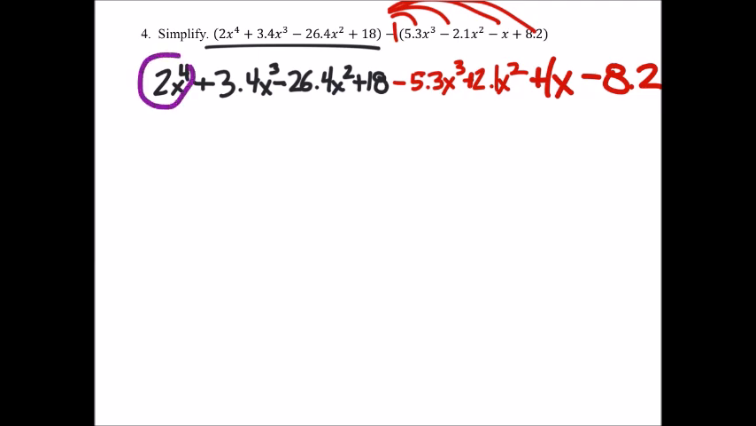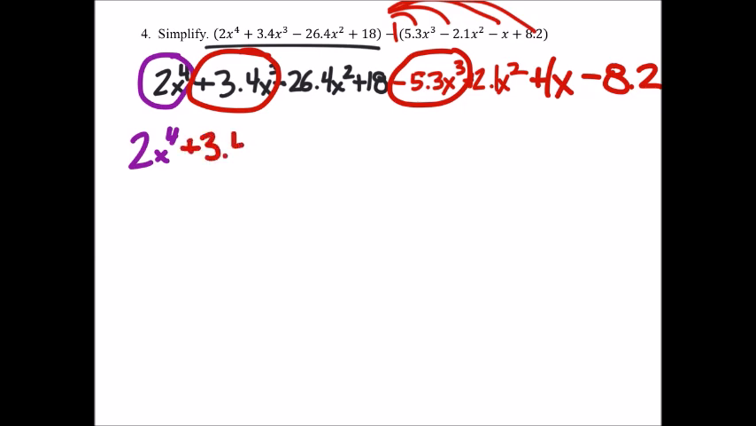So I've got this 2x to the power of 4. I don't see any other x to the power of 4s in there. So it stands alone. 2x to the 4th. Now let's look at these x cubes. I got these two. I don't see any other ones. So now if I group these, I've got plus 3.4x cubed minus 5.3x cubed.